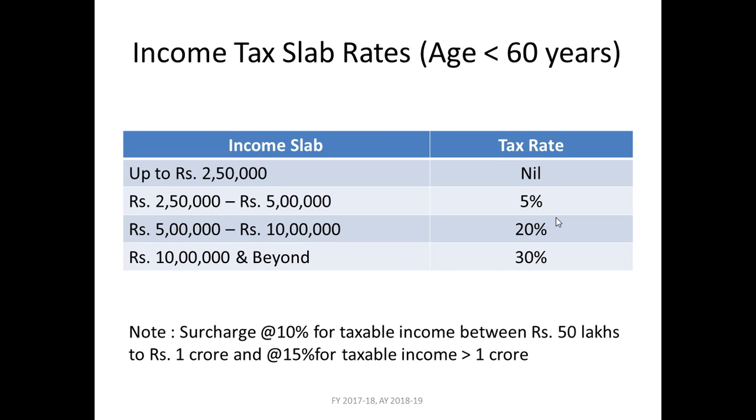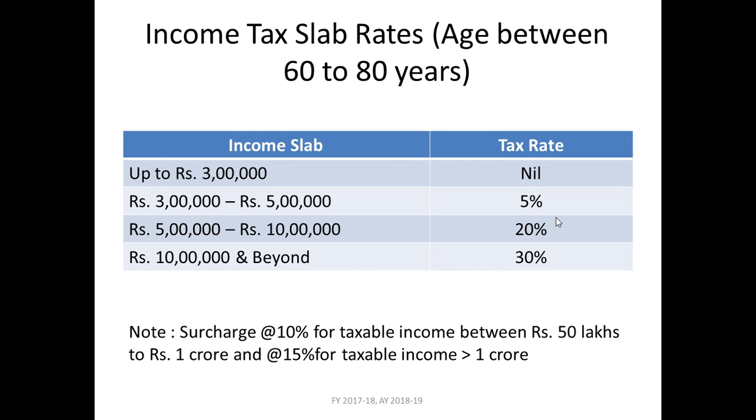So these are some of the changes that have been made in the budget that was presented this year, in 2017. Alright, so this is for those whose age is less than 60 years. Now for those people whose age is between 60 and 80 years, we have almost similar income tax slab rates, but there is zero tax rate if their income is up to 3 lakhs, so they need not pay any tax. For those whose income is between 3 lakhs and 5 lakhs, we have a 5% tax rate, the same as for those under 60 years, but with the increased lower limit.